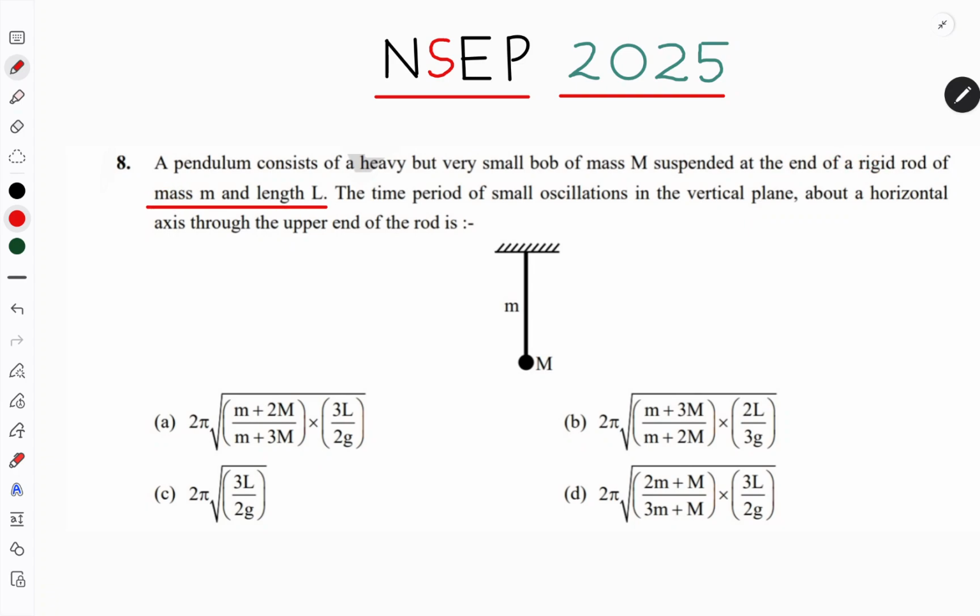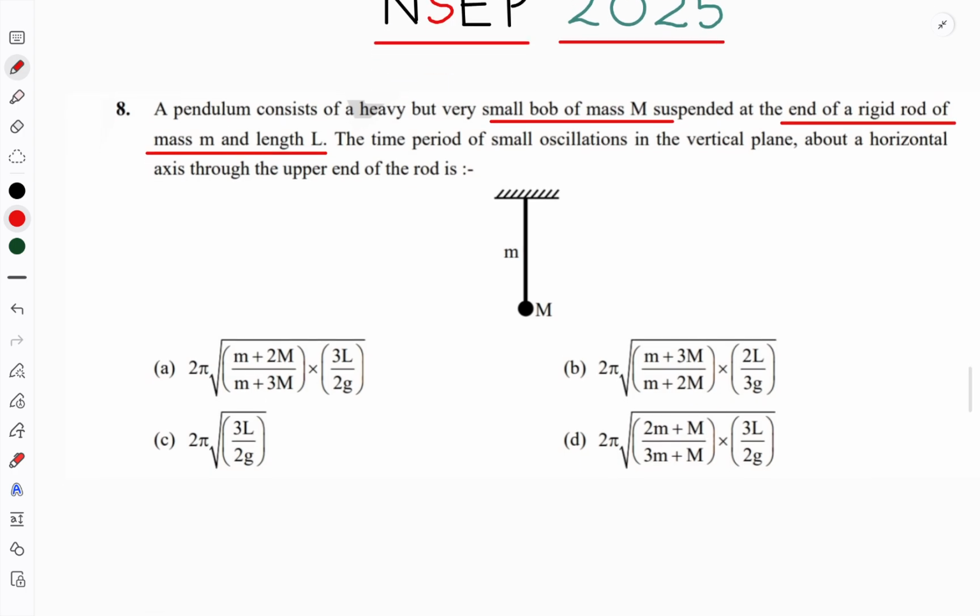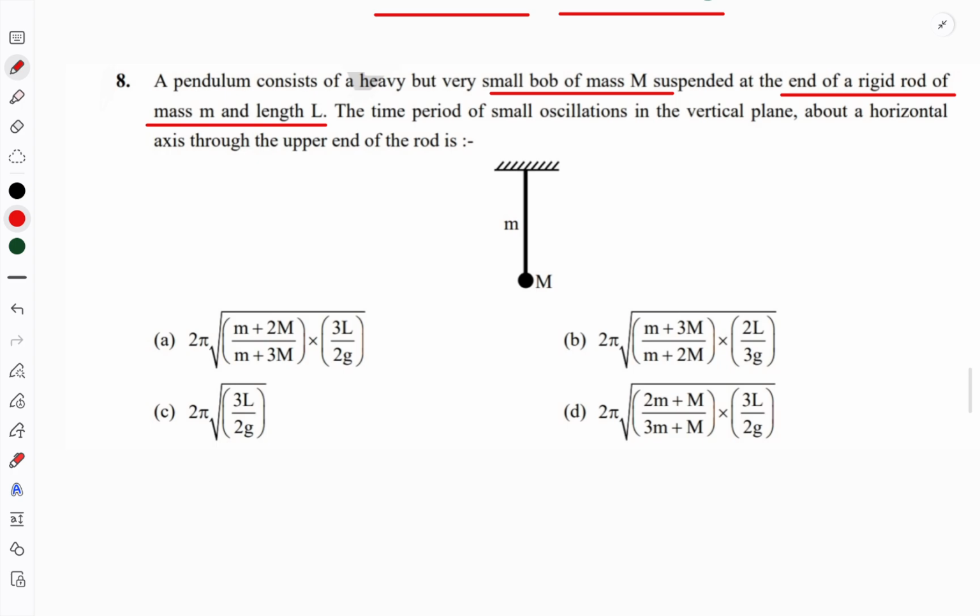So it must be noted over here that the length of the rod is also considered and mass of the rod is also considered. So at the end of a rigid rod, and the bob is of mass capital M. The period of small oscillation in the vertical plane about the horizontal axis through the upper end of the rod is. And now we are asked to calculate the time period of oscillation. So let us start approaching the problem. Before that, let us draw a diagram of our own to have the understanding of the problem.